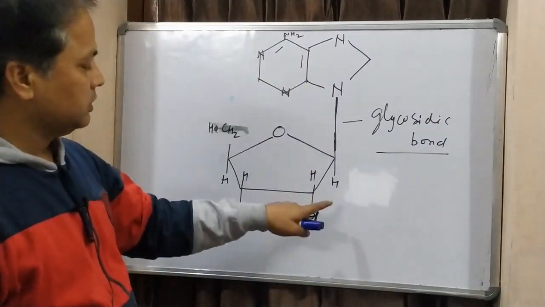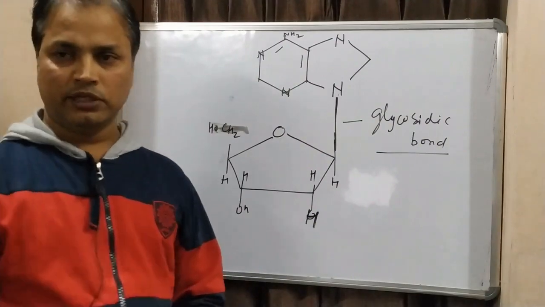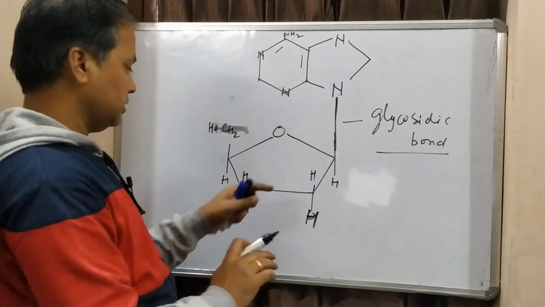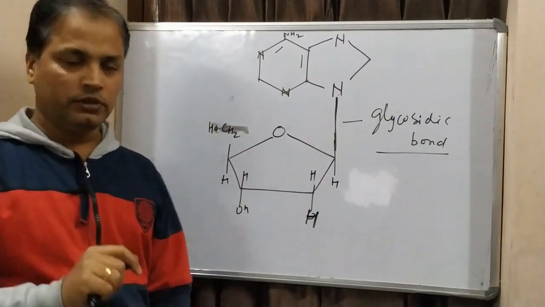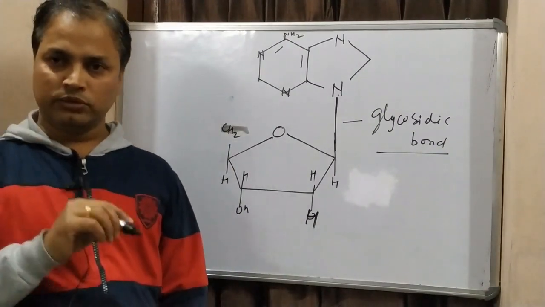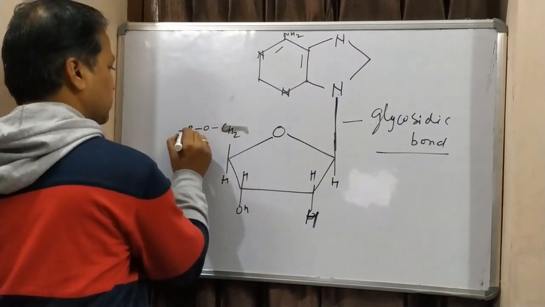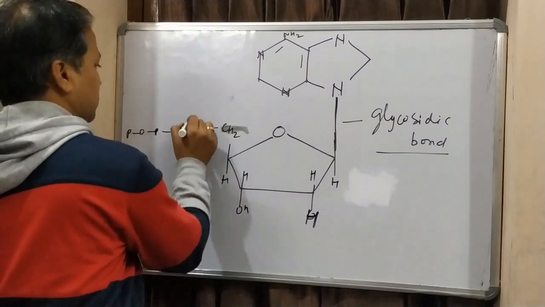So the nitrogenous base is associated with the sugar through a glycosidic bond. This is called a nucleoside. This nucleoside, at the 5' carbon, is going to be associated with the phosphate. So this is CH2, and this OH will be associated with phosphate. So this is O, P, O, P, O, P.